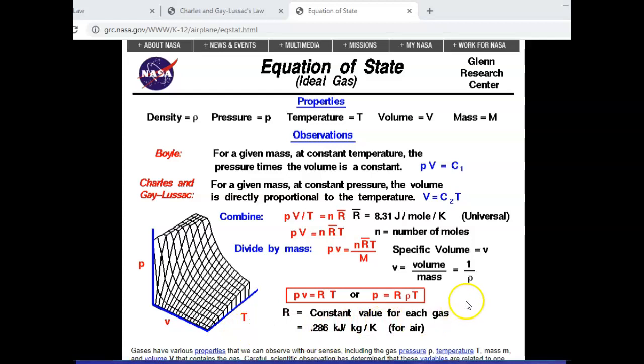It's not important for you to be able to derive these equations. Just understand that the final equation is P equals R times ρ times T. That's the ideal gas law, or the equation of state. So pressure equals R, a gas constant, times density times temperature.